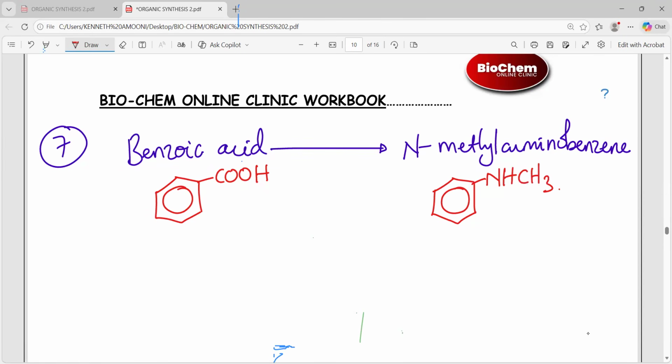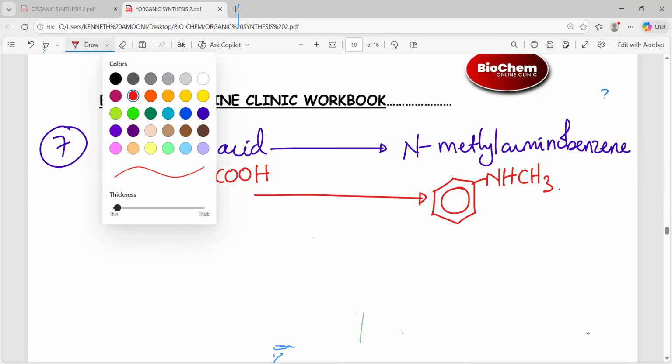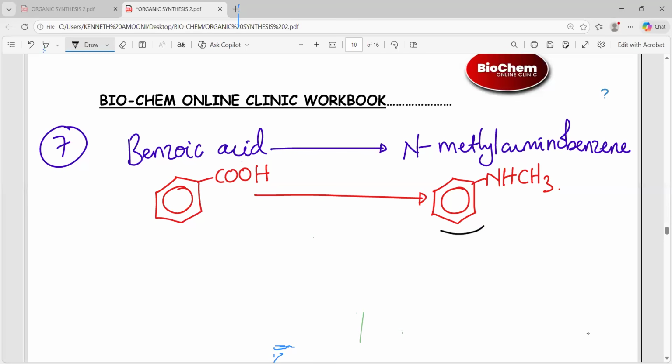That is the compound. Okay, so we are moving from benzoic acid straight up to that compound. So how are we going to get there? The best thing that can help us is we should first be able to note where this final product is coming from. This final product is coming from phenylamine, or aminobenzene. That compound is coming from aminobenzene.